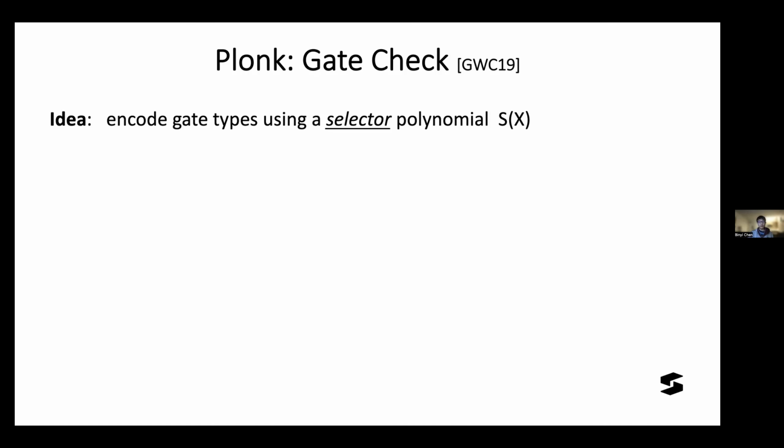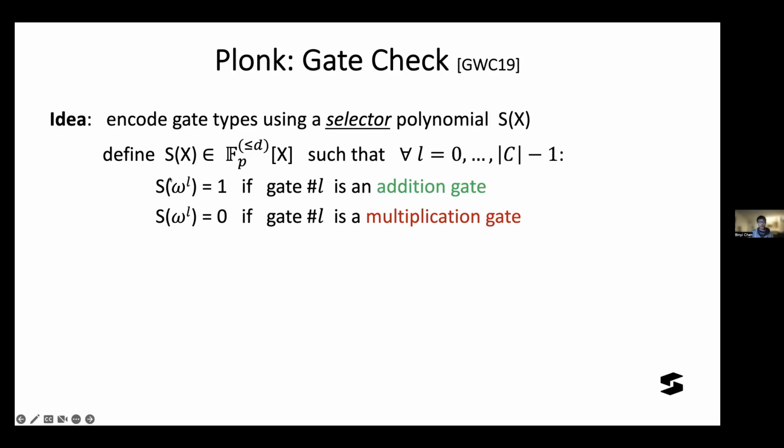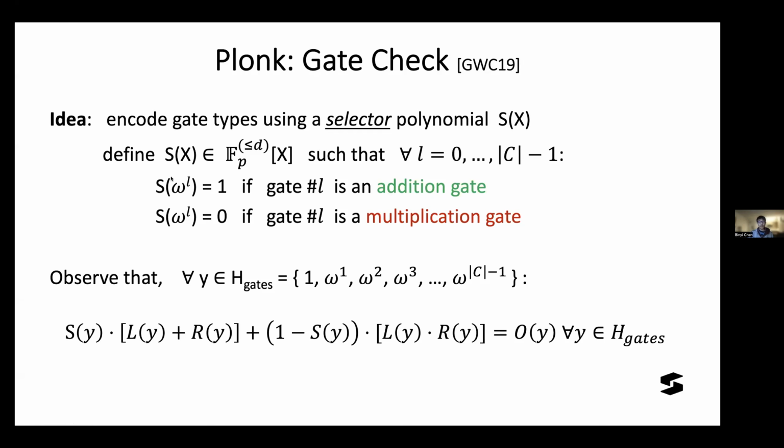And Plonk addressed it by introducing some preprocessed polynomials called the selector polynomials that encode different gate types. So basically, for the ith gate, if it's an addition gate, we set it to be 1. If it's a multiplication gate, we set it to 0. And now we only need to check that for each point in this interpolation set, the following formula evaluates to 0. And let's see why it encodes both addition gates and multiplication gates.